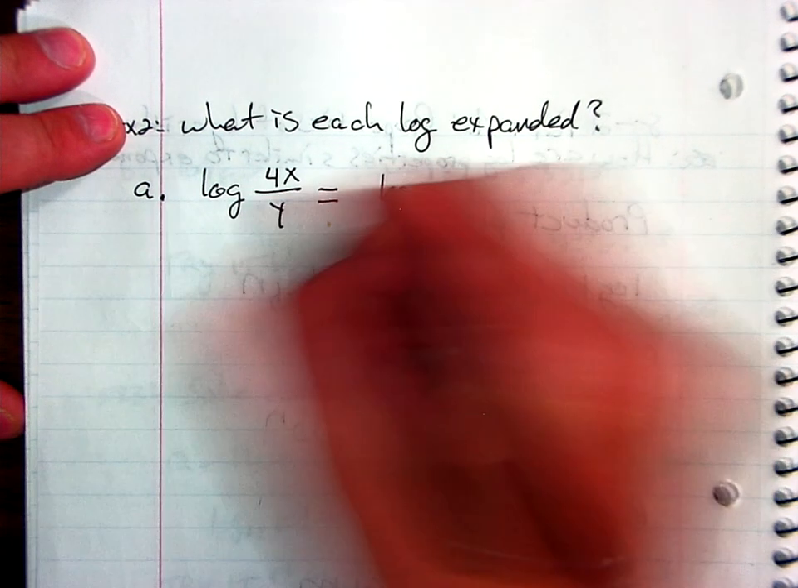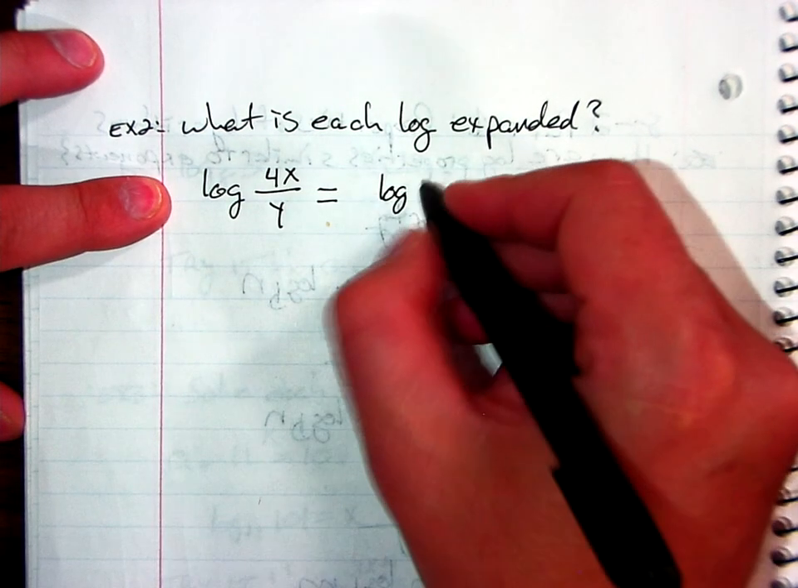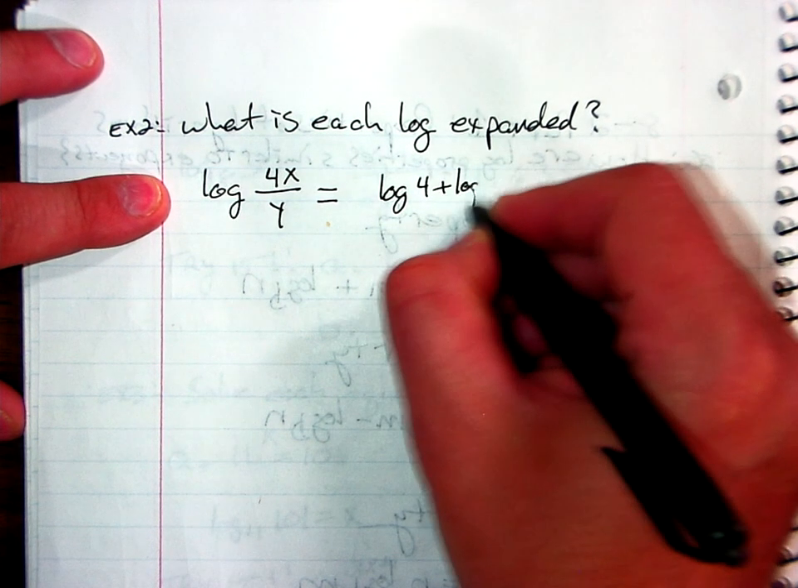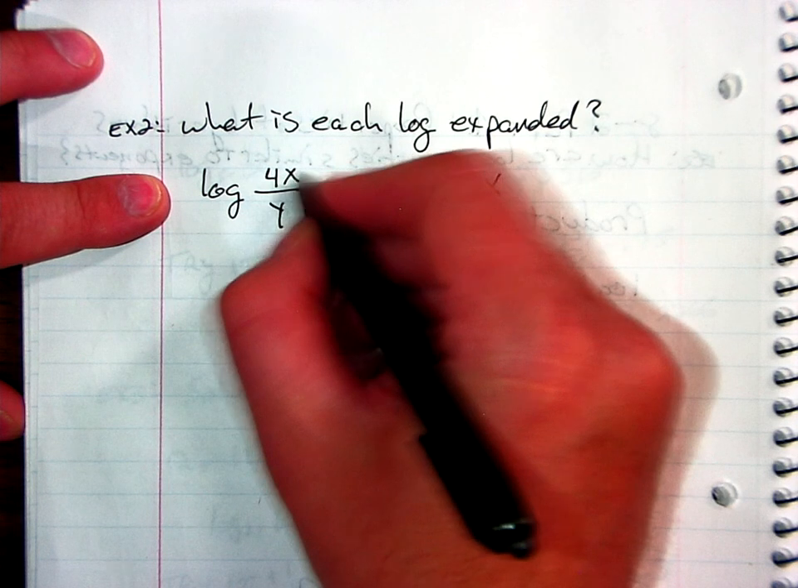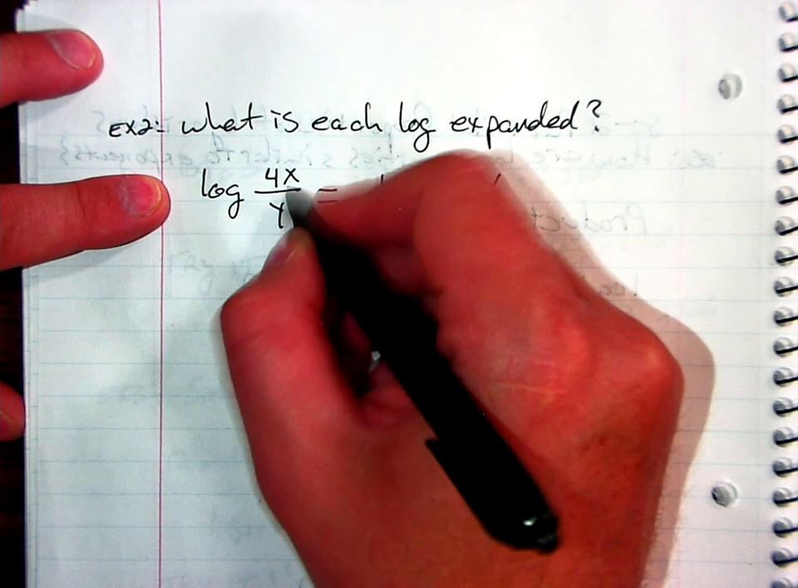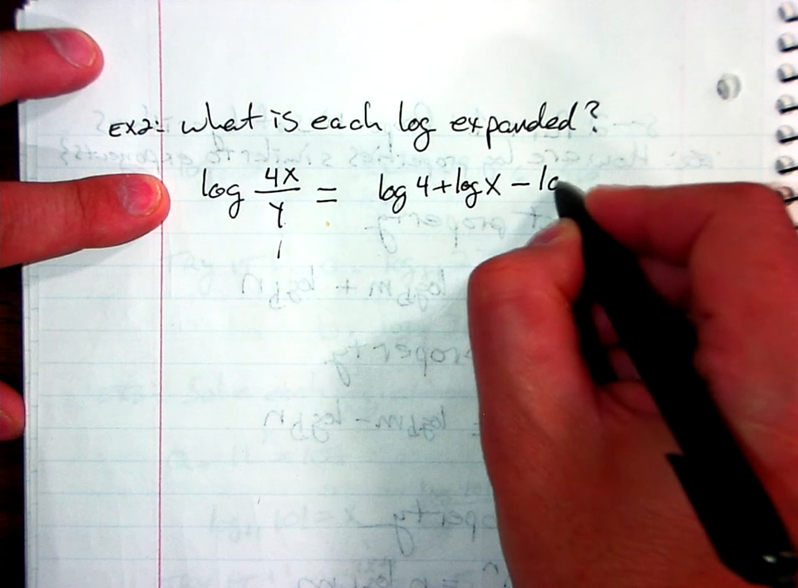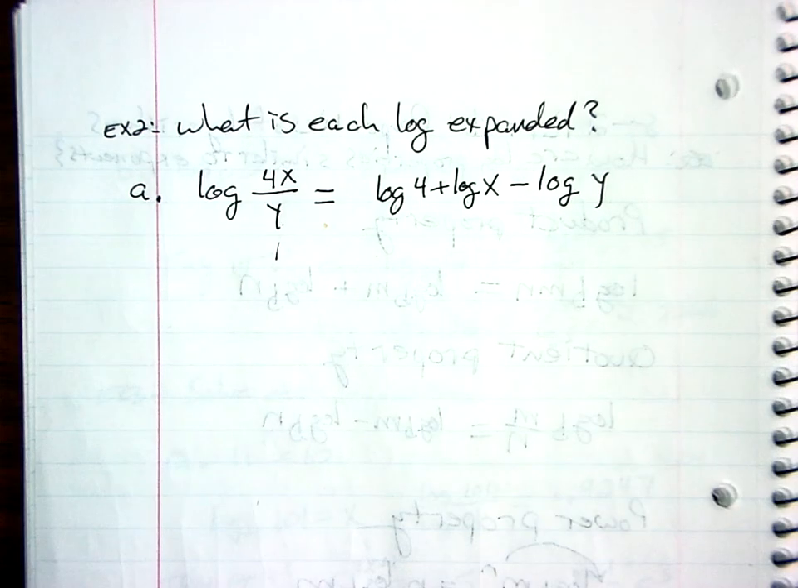Log, the base is not there, so it's 10. We don't need to write it. Log 4 plus log x. So that deals with the top, and now this is subtracting. It's dividing, so we're going to subtract. Minus log y. You're done. That wasn't bad at all.